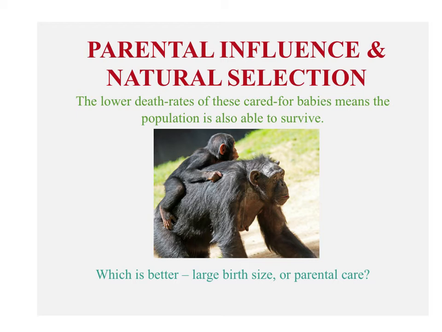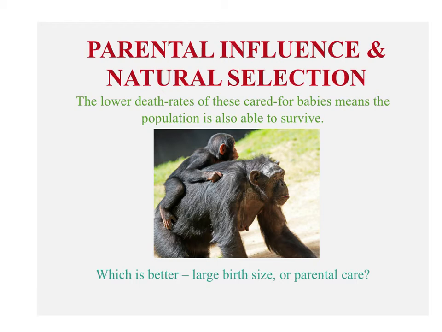Now, these cared for babies, the ones with parental influence, apes and things like that, are going to have much lower death rates because of that coddling, the protective aspect of the caring. And that means that, again, the population is able to survive. So there's a bit of a toss-up, isn't there? There's fewer babies, but a little bit more care, so they're going to be able to survive a little bit better. Or loads of babies at once, but lots of them die.